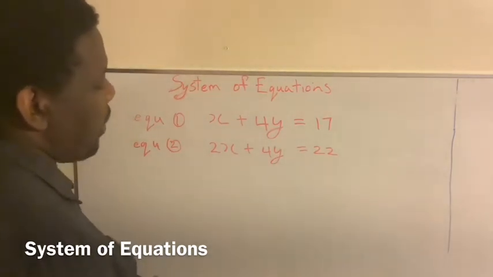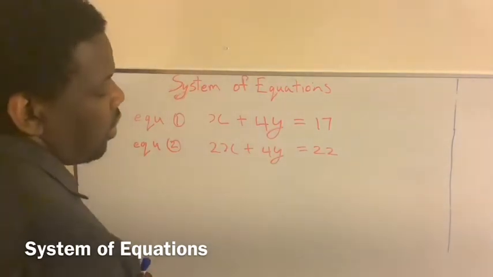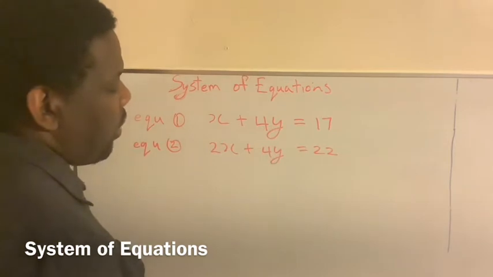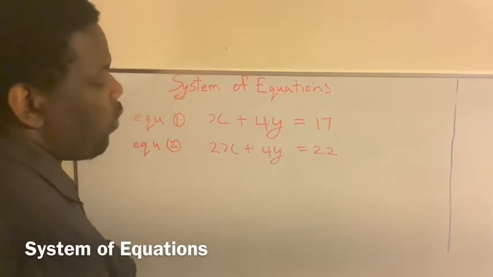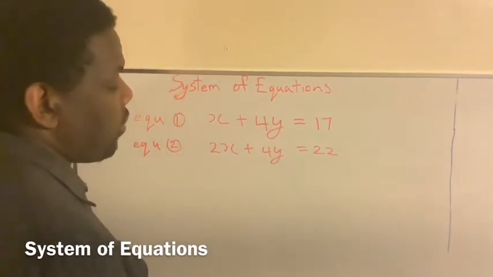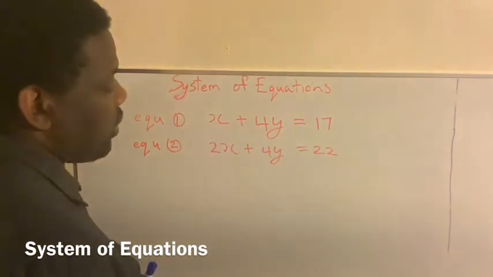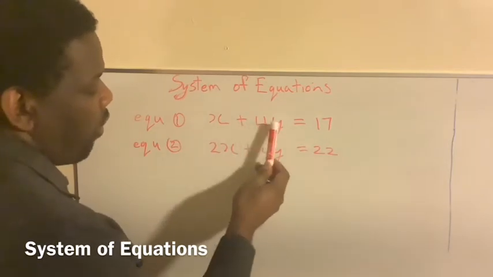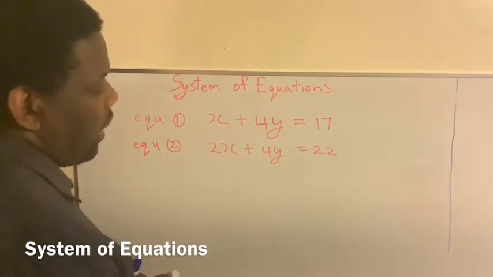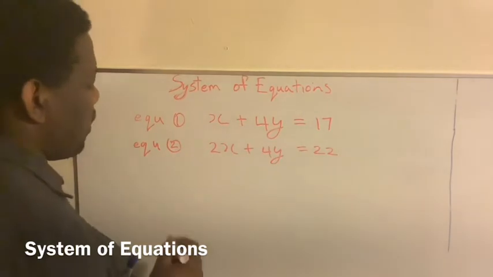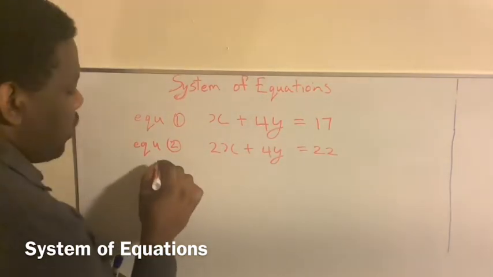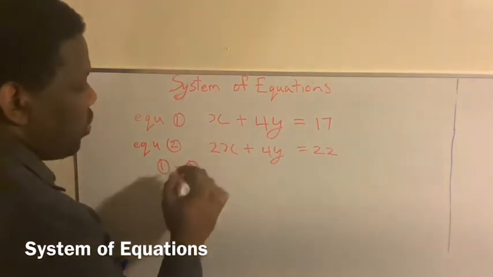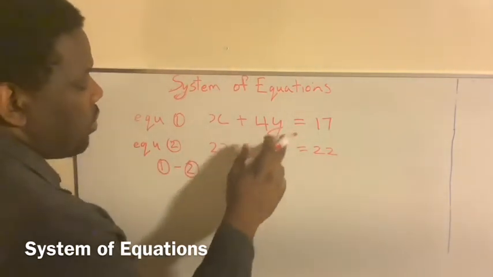So if we are examining the equations, 4y is what they have in common. So we have to decide whether we are going to add the equations or subtract the equations. Now since both terms that have 4y are positive, then we should subtract the equations. So we can say equation 1 subtract equation 2. So we get rid of the y's.